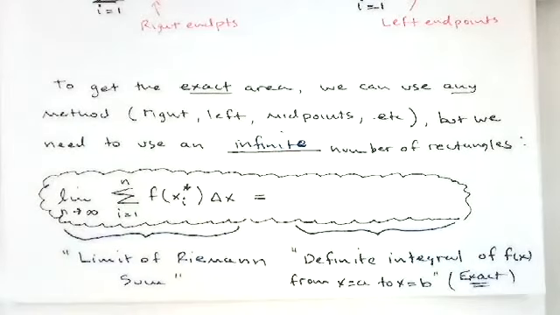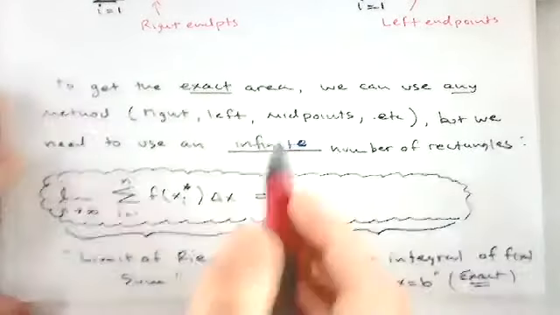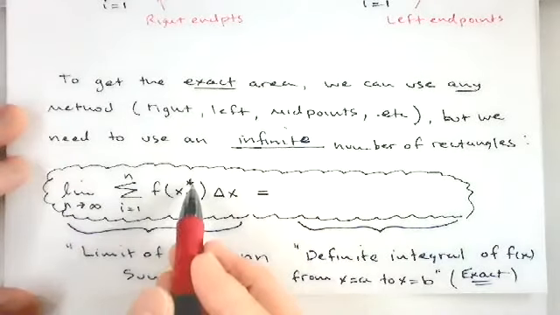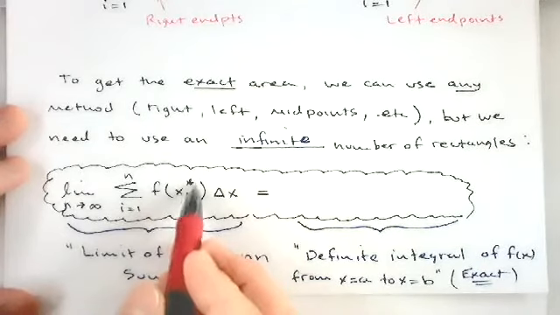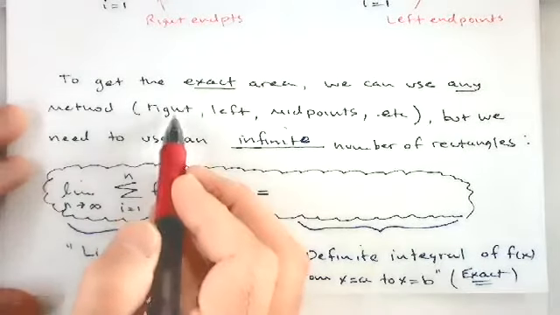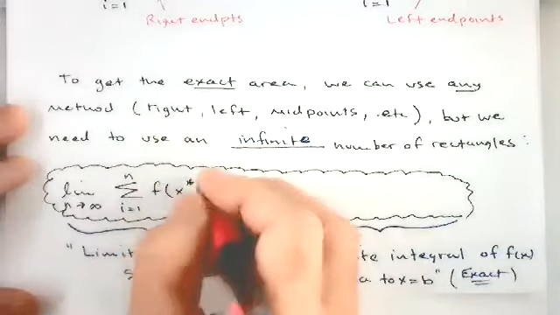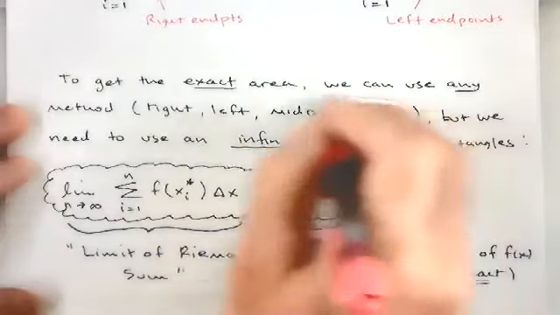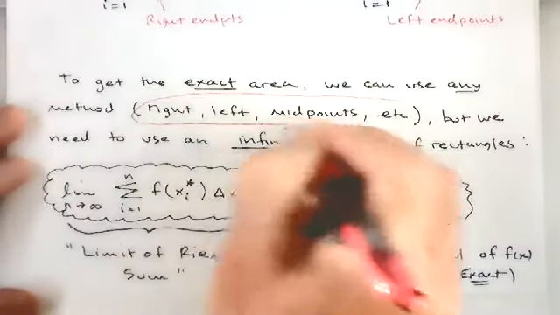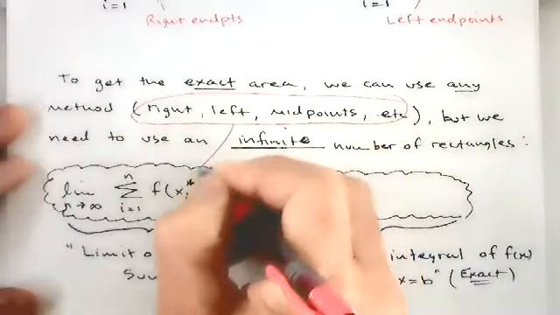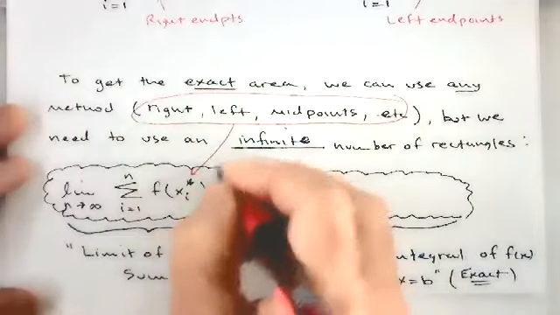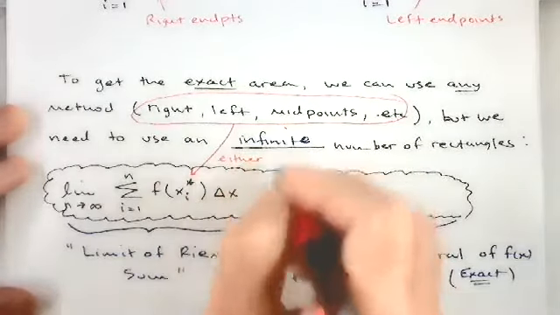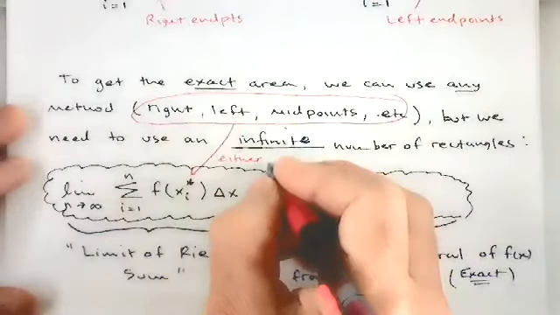The way the book notation works, this took me a while to figure out: when they write x sub i star, that means it doesn't matter whether you're using right, left, or midpoint. This x sub i star is when they're talking about any one of those, either choice.